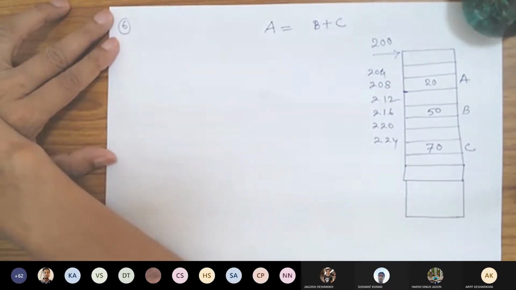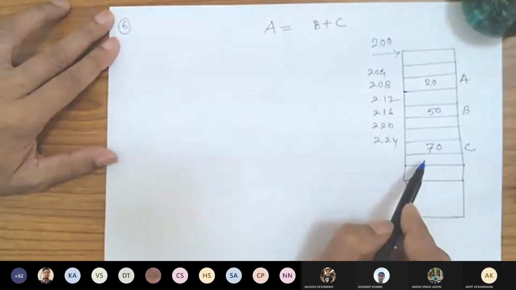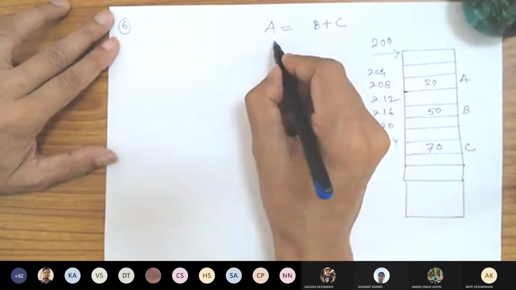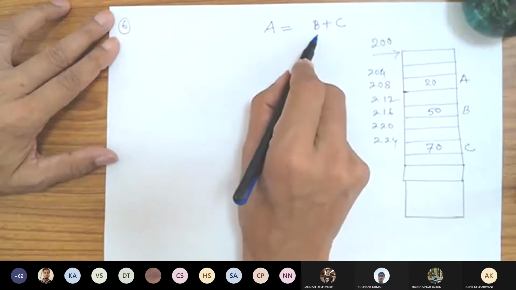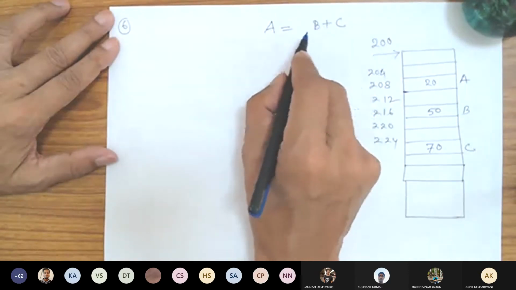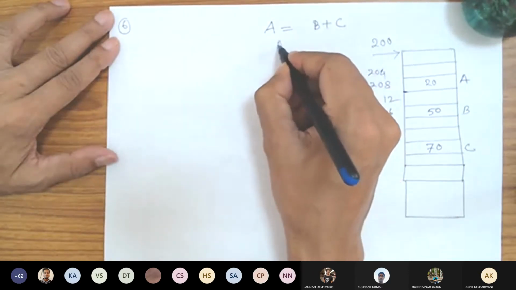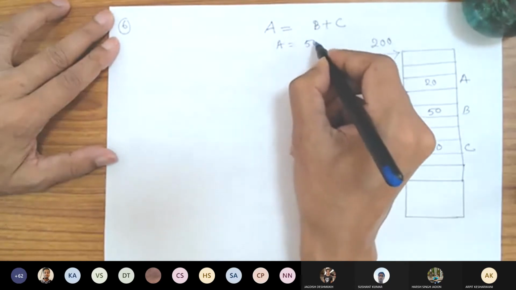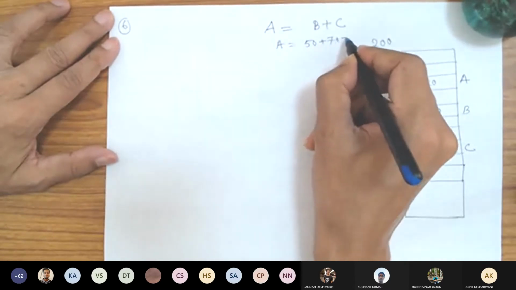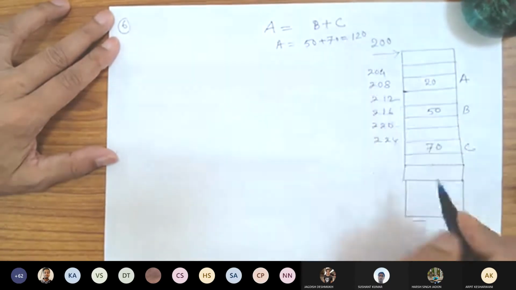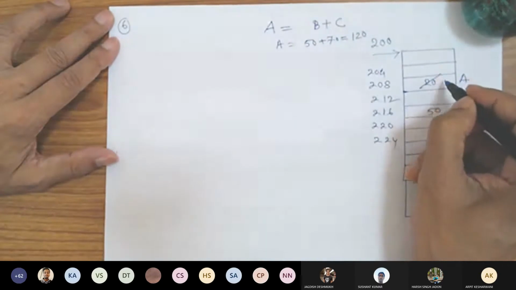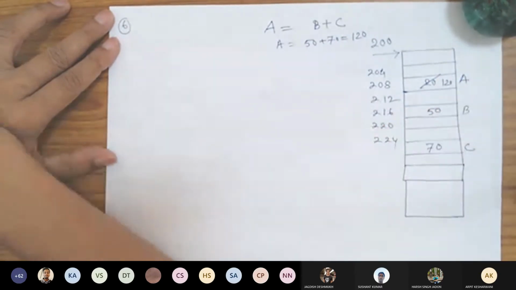So what do we want to do? A equals to B plus C. If these are the initial conditions, you know that if B equals to 50 and C equals to 70, you want A should be 50 plus 70 equals to 120. So this should be 120. How is it done?